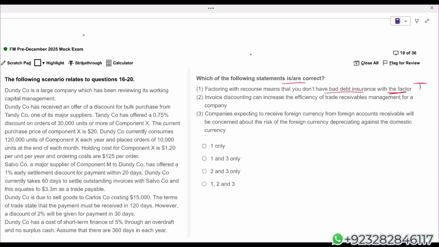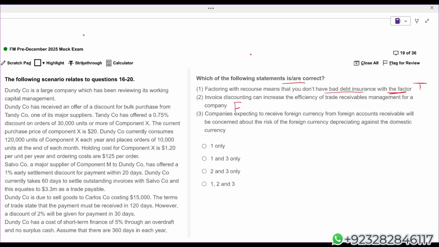Invoice discounting can increase the efficiency of trade receivable management for a company. False. Invoice discounting means you're just getting the payment earlier. Invoice discounting does not involve them going and collecting the cash from your receivable. So invoice discounting will increase your liquidity, but it will not help in trade receivable management.